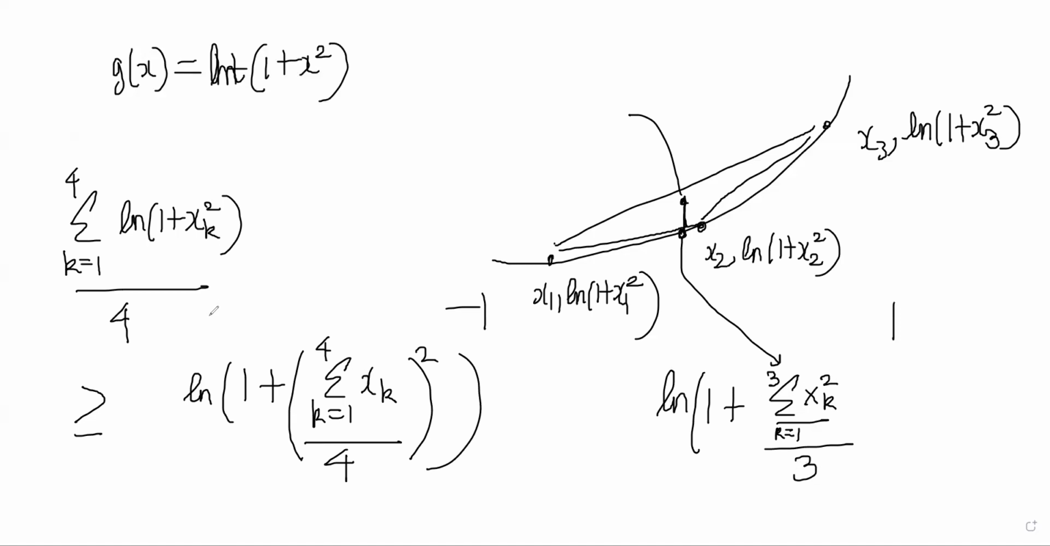I'm making a mistake here. I will just draw this on a concave up function nicely. Take any 3 points. This is my triangle. The x coordinates are x1, x2, x3.